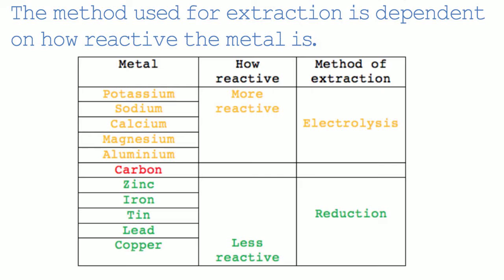Metals that are less reactive than carbon can be extracted by reduction. Carbon is used in the reduction process and can only take oxygen away from the metal that is less reactive than itself. So if we look at the table, we can see that zinc, iron, tin, lead and copper are all less reactive than carbon. Therefore, the method of extraction is reduction, and it's reduction by using carbon. This video is going to look at reduction in more detail. Electrolysis is explored in the next video.